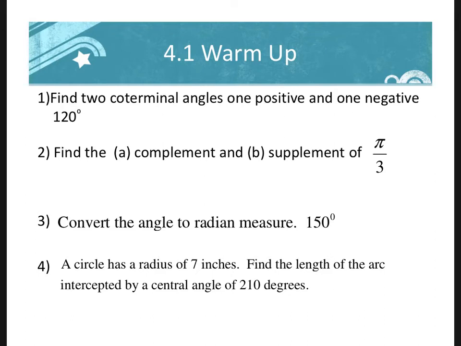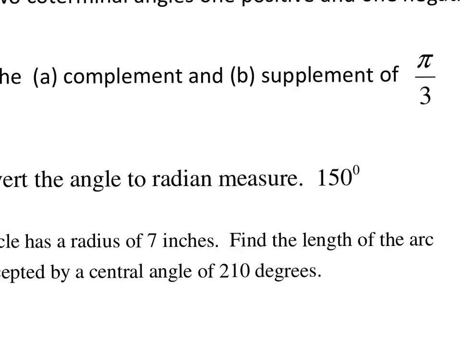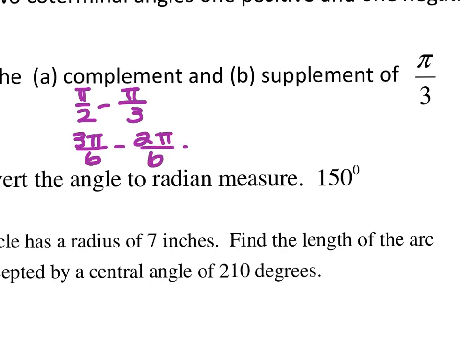Number 2 says find the complement and the supplement of pi over 3. So for the complement, what do you do? Good. Take the angle and subtract it from pi over 2, which is the same thing as 90 degrees, which is what a complement would be, right? And then in this case, we've got to change them so they have the same denominator, which would be 6. So this would be 3 pi over 6, and this would be 2 pi over 6. And I end up with pi over 6.